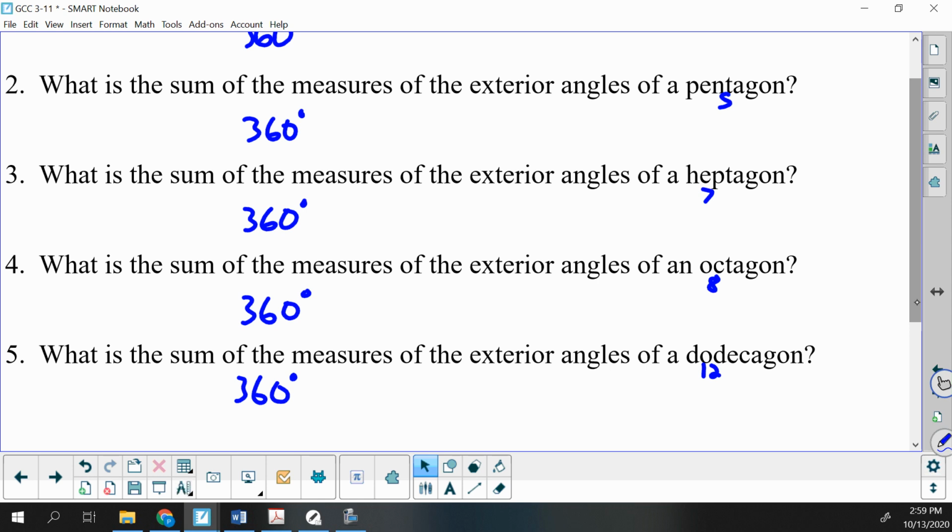So because they always add to 360, that's a good fact to use when trying to find angles in a polygon because you're starting from the same thing always.